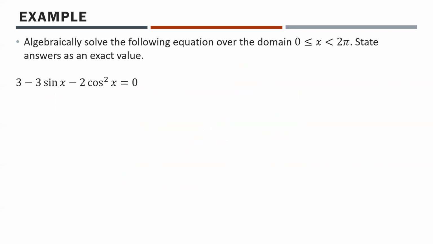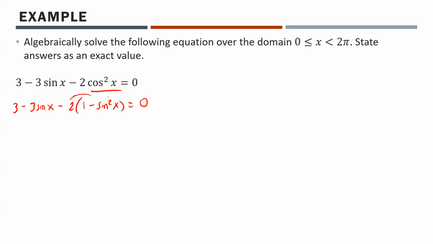So just like before, we want to get this in terms of 1 trig ratio. Immediately, since I see this squared, that tells me that's probably going to be the one I want to get rid of. Matter of fact, this is the exact same kind of thing as what we dealt with before. So I'm going to change this right away to 3 minus 3 sine x minus 2, and then I'm going to replace cos squared x with 1 minus sine squared x. And this, of course, equals 0.